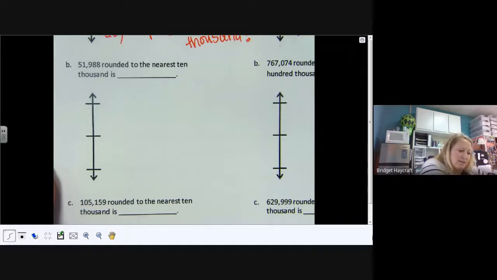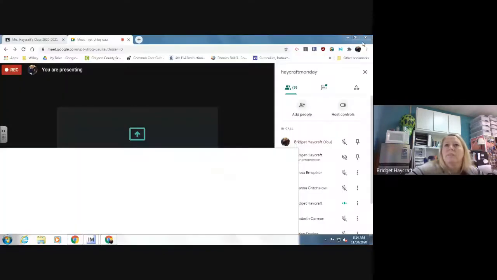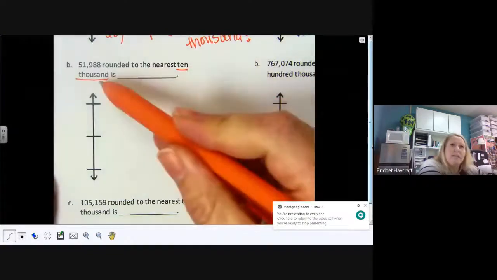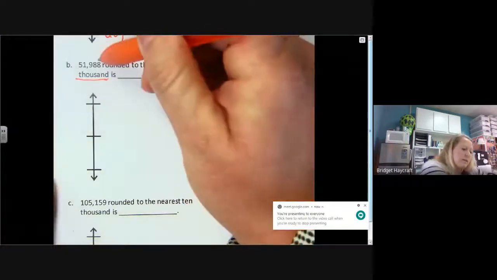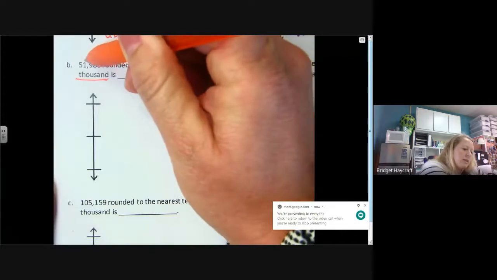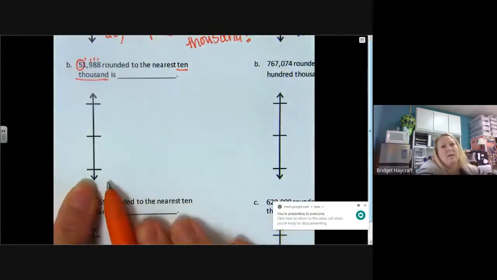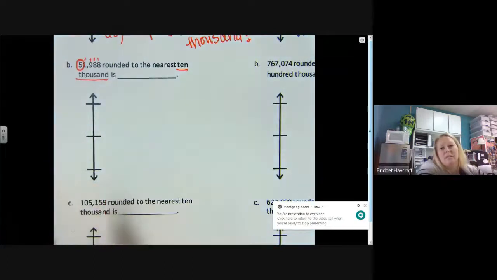So it asked to round to the nearest 10,000. So I've got to go to my number, and I'm frozen again because it's not allowing me to write on it. So we're going to the nearest 10,000. So I go ones, tens, hundreds, thousands, 10,000s. My question down here is, how many 10,000s are there? Write it down in chat. How many 10,000s?